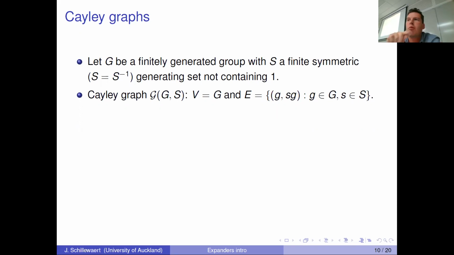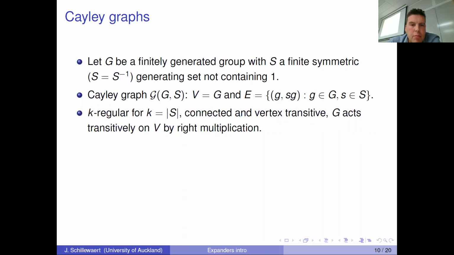If you have 1, then you would have a loop from a vertex to itself. So these are some conditions to make it a nice graph. That's the Cayley graph associated to a group and a generating set S. It's not true that a group has one particular Cayley graph. It depends on G, but also on S.